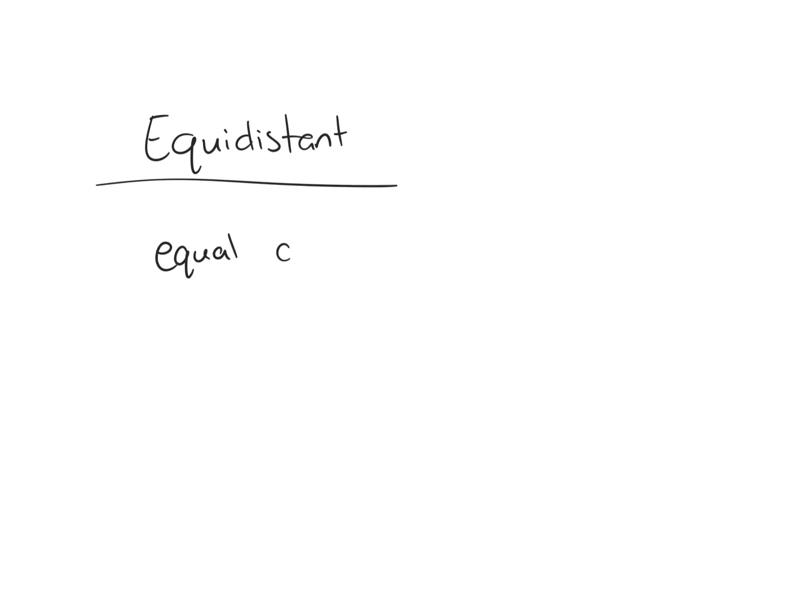We see this word a lot. What does that word mean? Equidistant. What two words make up that word? Equal and distant. That's the definition right there. It means they have equal distance. I would write that down. Equidistant means two things have equal distance.